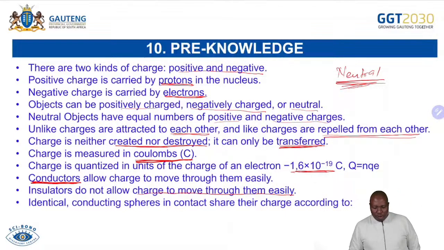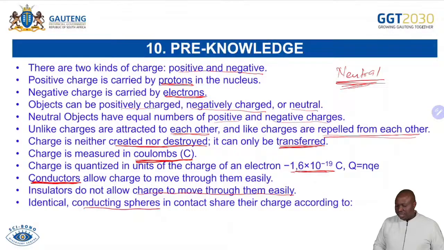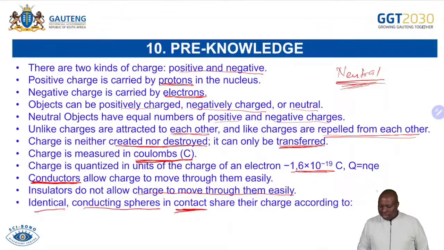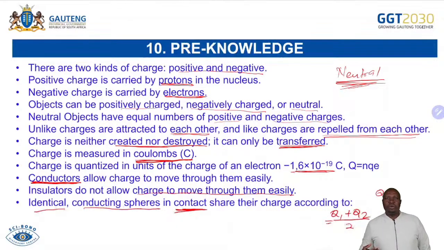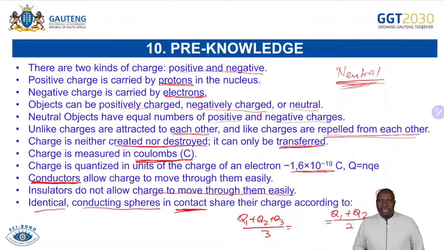And identical conducting spheres. When we have conducting spheres that are identical and we bring them in contact, for example Q1 and Q2, what happens is that the new charge will be Q1 plus Q2 over 2. I've seen questions where they brought a third charge. You can't say we weren't taught about the third charge. If you bring the third charge, you will have Q1 plus Q2 plus Q3 divided by 3. Still, you'll get a new charge.